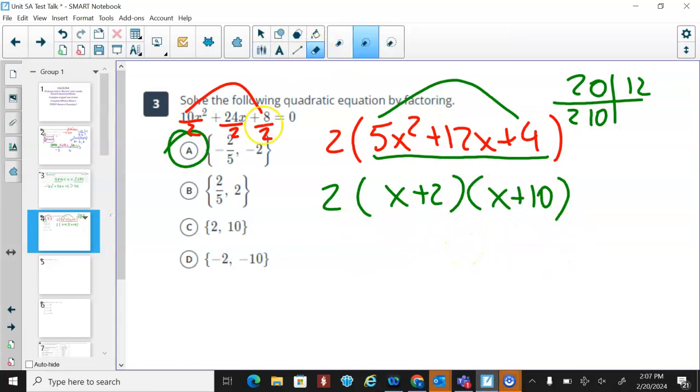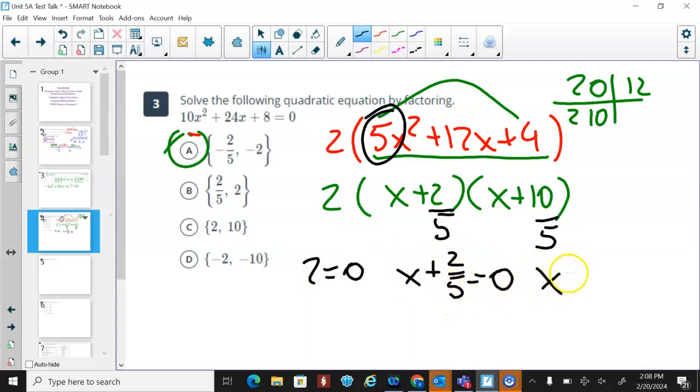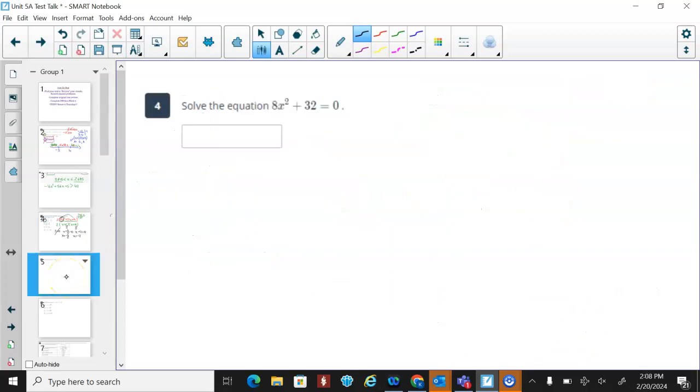I do know it's a fraction, which means I'm dividing by something. Well, let me look back. What more am I forgetting? I'm forgetting 5 is my leading coefficient. So I need to divide both of them by 5. Now, if I set each of these terms equal to 0, I'm going to get exactly what it's supposed to be. 2 will never be 0, so that's not a true statement. x will equal -2 over 5. I moved the 2 over 5 to the other side, and x will equal -2 as well, which is, in fact, answer A.